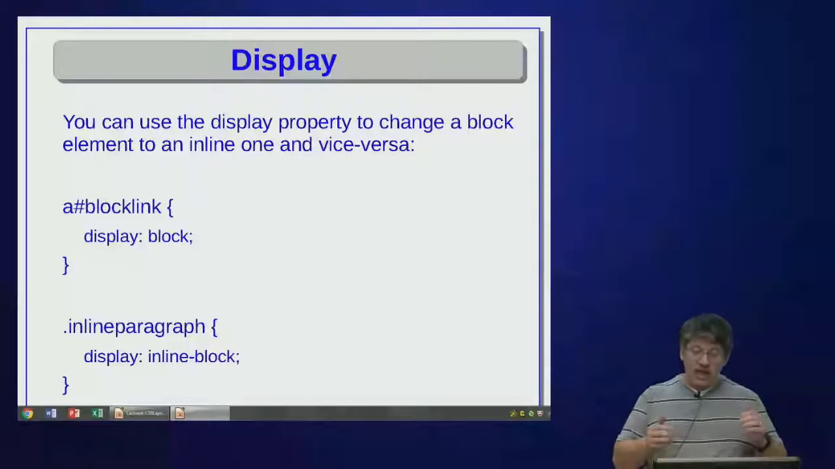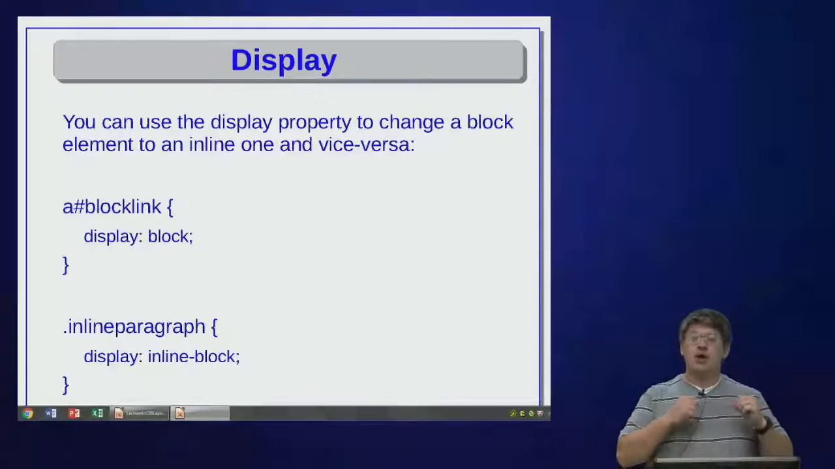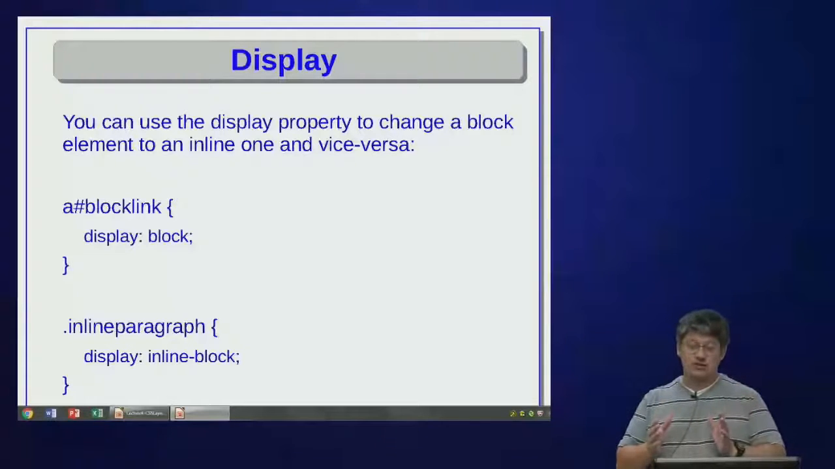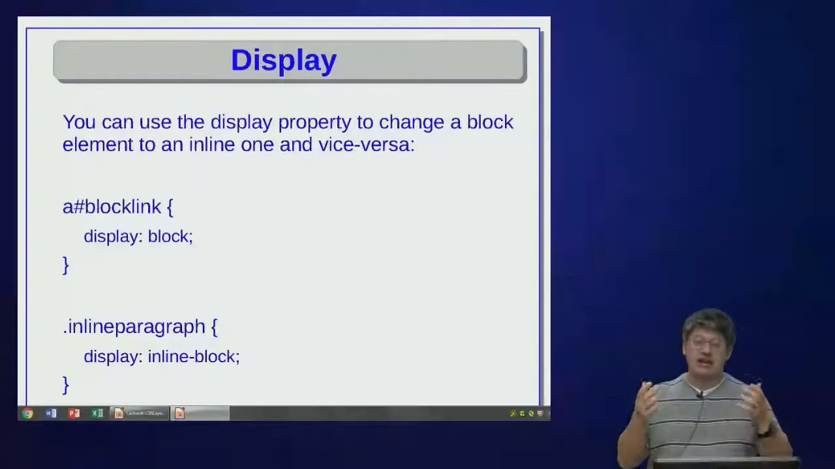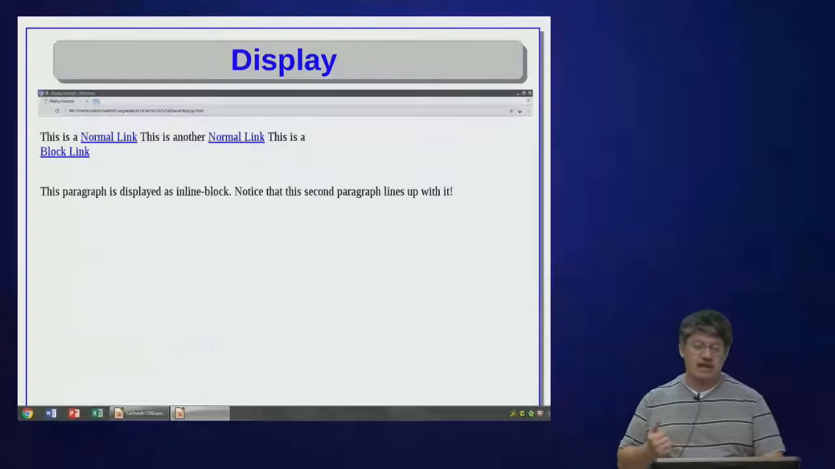I'm also going to apply a style change to elements that have the class attribute set to inline paragraph. Remember, I can use the dot symbol to indicate that I want to apply a rule to an entire class of elements. So in this case, I'm going to set paragraphs, for instance, with the class set to inline paragraph so that they display as inline block elements. What does that look like?